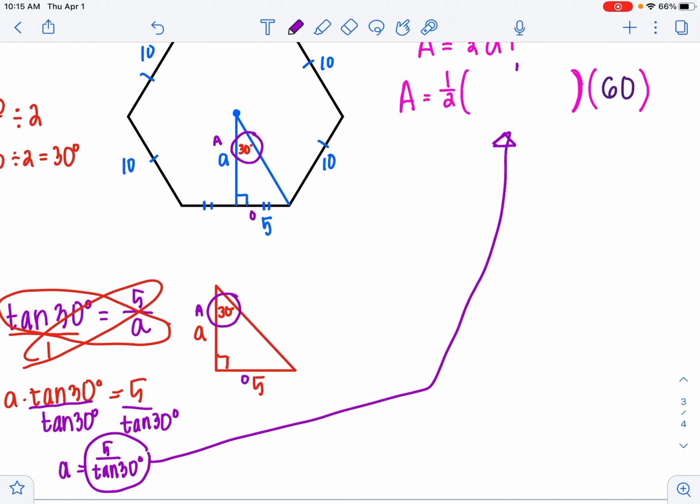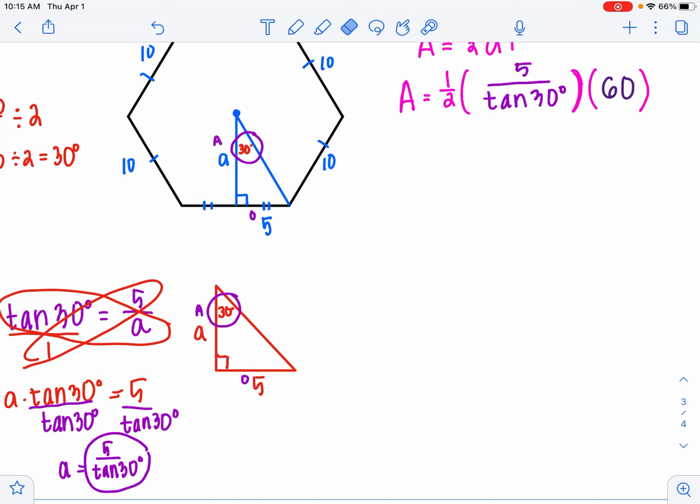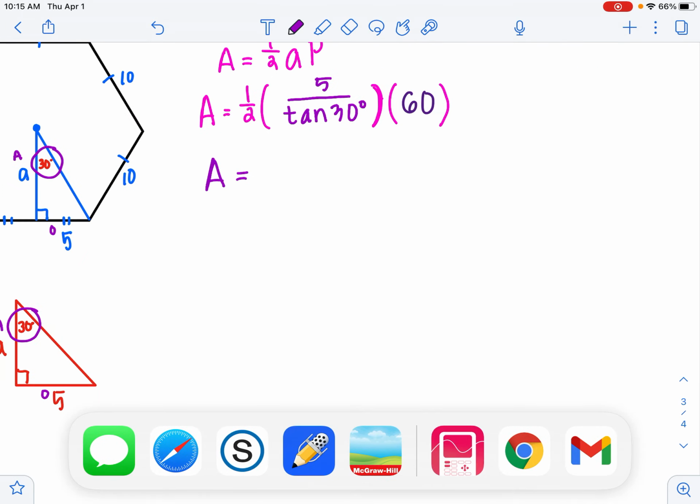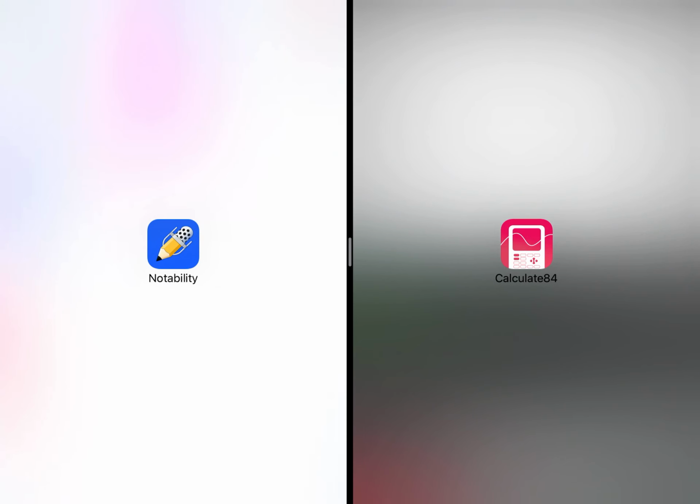Okay, so that is 5 over tangent of 30 degrees. Now I can delete that because it was in the way. All right, now I'm ready to pick up my calculator because I'm about to get the area. I have everything I need. I'm going to use this Calculate 84 app since it's readily available to me here.